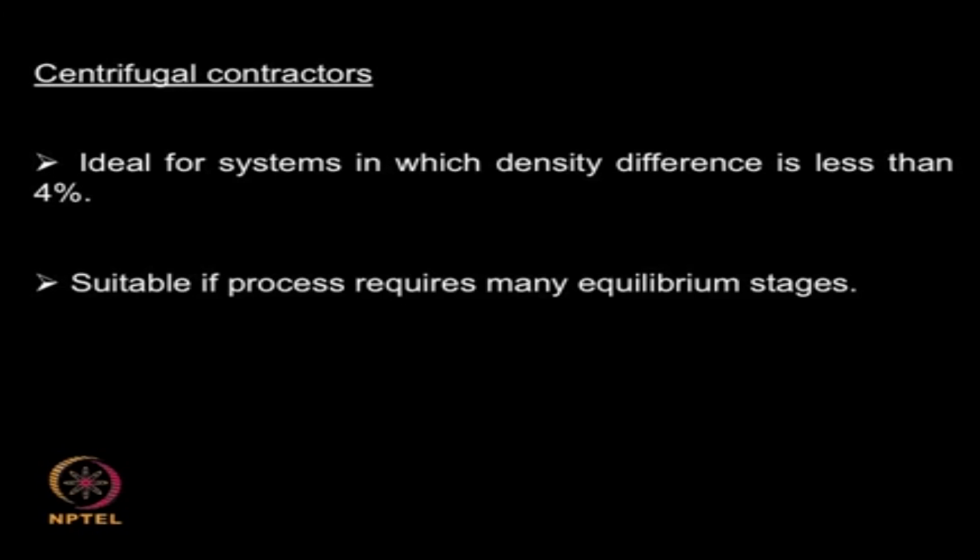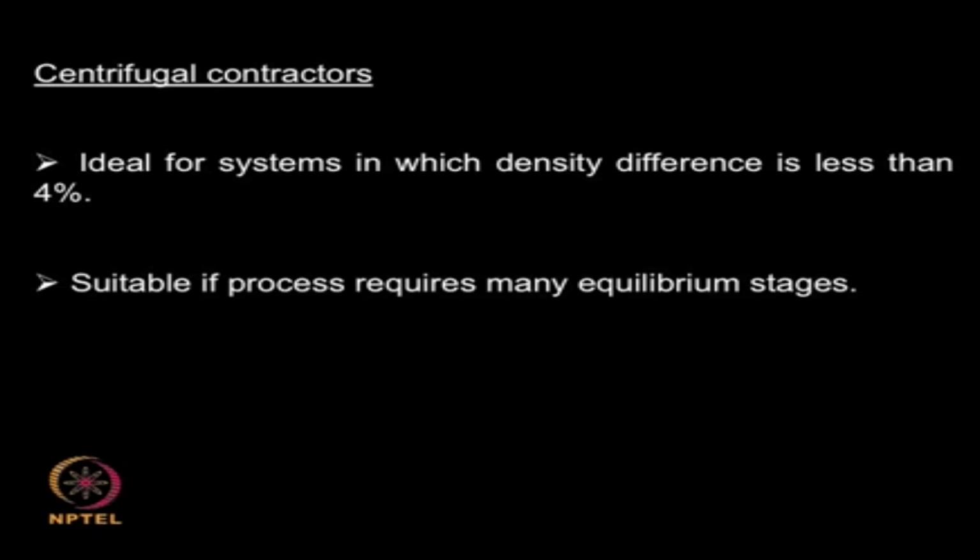The third type is the centrifugal contactors, where you have liquid centrifuges which can separate compounds or solutions which are very close in density, that means even a difference of only 4% in density can be separated. And also if it requires many equilibrium stages, centrifugal separators are very good. We can operate nicely in continuous mode, and it occupies less space as well.